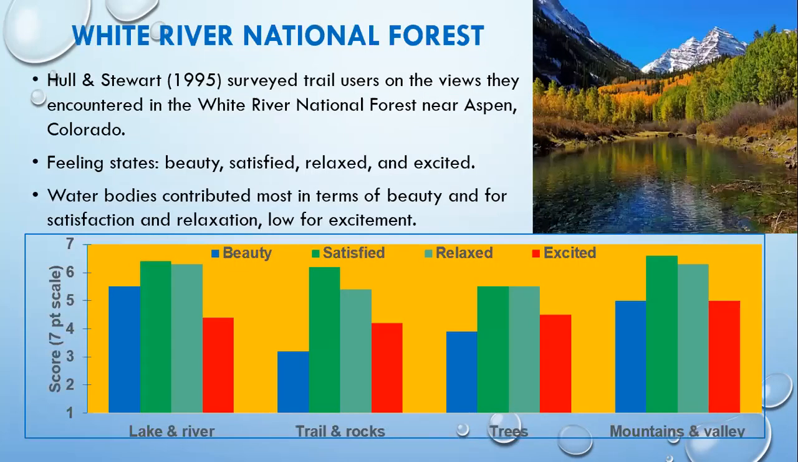In the White River National Forest, researchers found that trail users derived feeling states of beauty, satisfaction, relaxation, and excitement, because there are a lot of scenes with water there. And the water bodies contributed most in terms of beauty and for satisfaction and relaxation, but were low for excitement, as this graph shows.